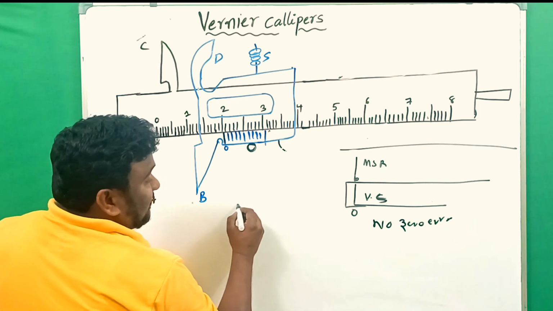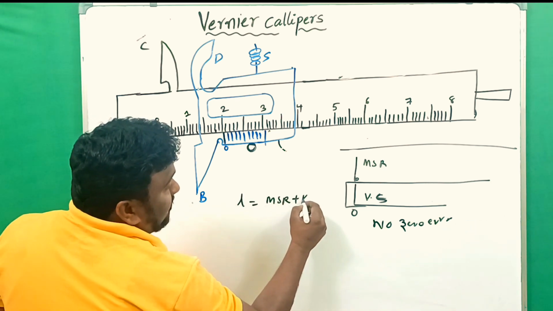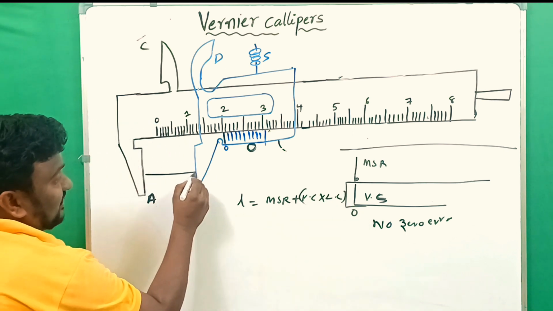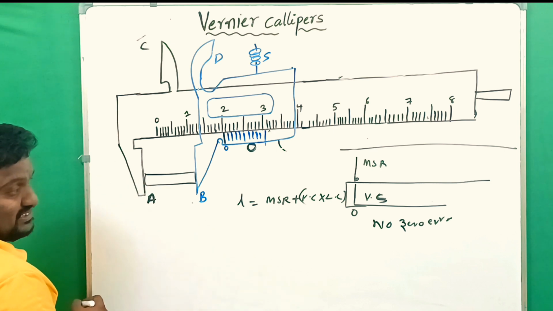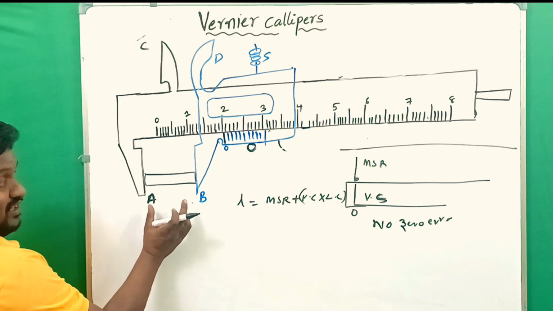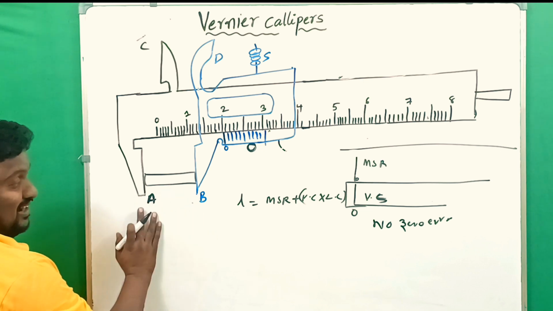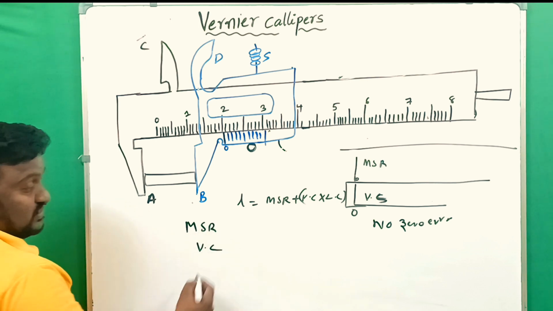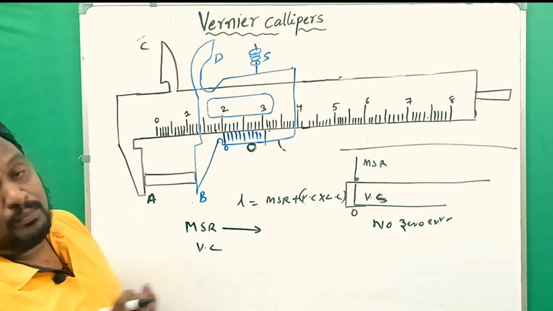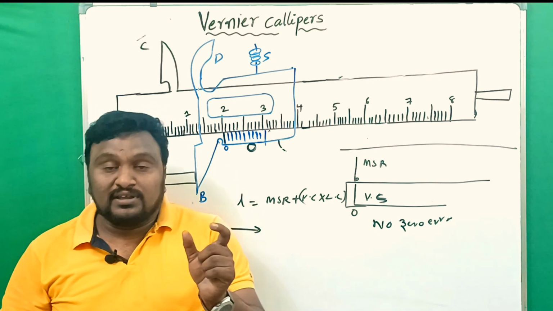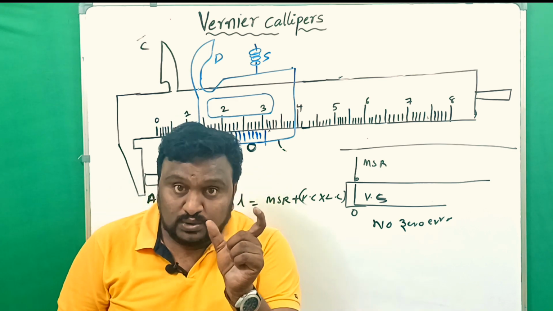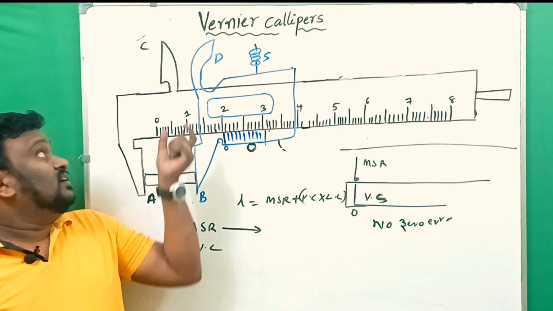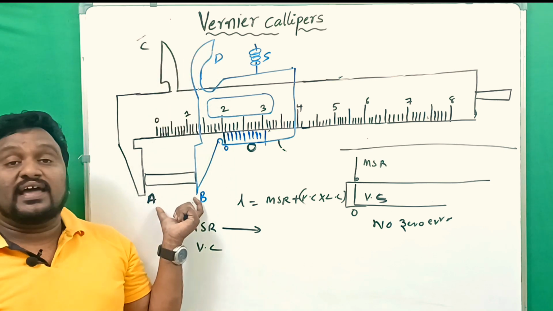Then you can directly take the reading as L is equal to MSR plus VC into LC. So for example, this is a cylinder and it should be kept like this. After inserting the cylinder between A and B, how can we take the MSR and how can we take the VC? Here, MSR is the main scale reading after keeping the object between the two jaws. These two are the lower jaws, called internal jaws, and these two are called external jaws.